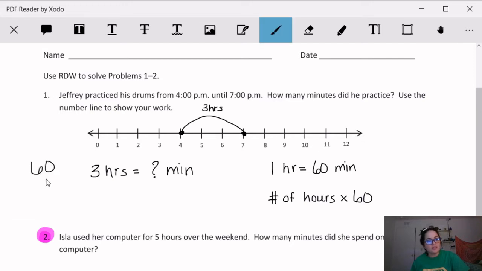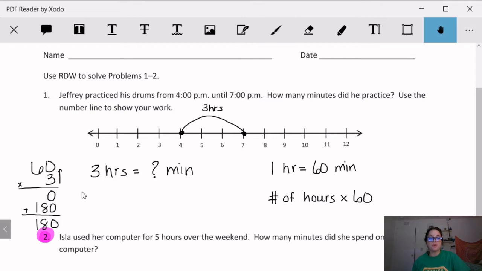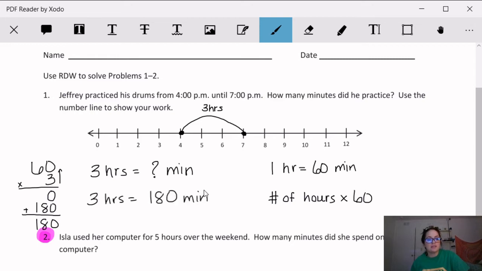So I'm going to do 60 times 3 off to the side. So 3 ones times 0 ones is 0 ones. And then I'm doing 3 ones times 6 tens, which is 180. I'm going to add my products all together to get 180. Because it was just 3 hours, there was no extra minutes in addition to that. 3 hours is equal to 180 minutes.